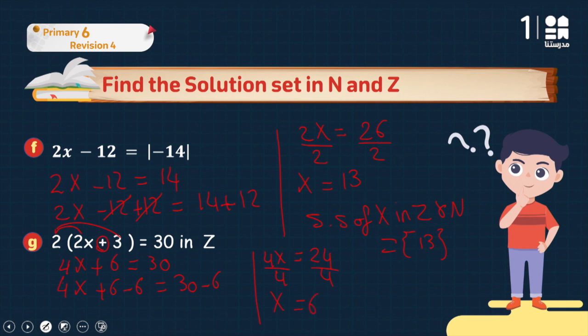طيب it's a positive number so I can find it in N. بس هو مش طالب ال N. هو طالب مني ال Z only. So I am going to write a solution set in Z equal 6.